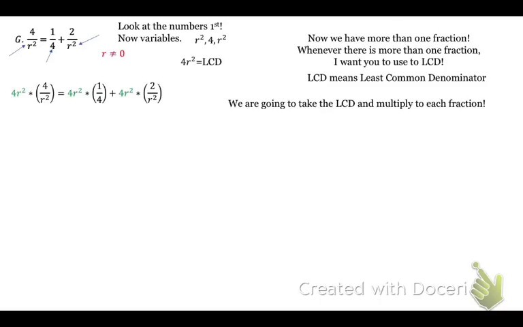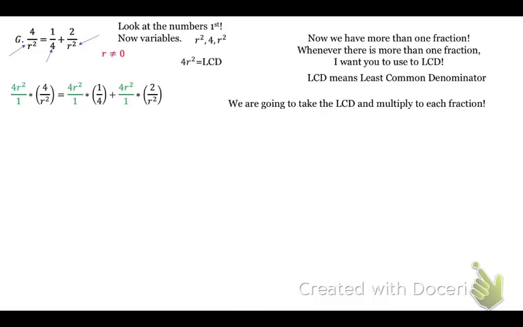I know it's going to be a lot of numbers and stuff to write out, but you have to do it. Okay, there's no shortcuts here. I want you guys to write this out every single time. I can put those over 1 to help a little bit. So I have 4r squared over 1 times 4 over r squared equals 4r squared over 1 times 1/4 plus 4r squared over 1 times 2 over r squared.